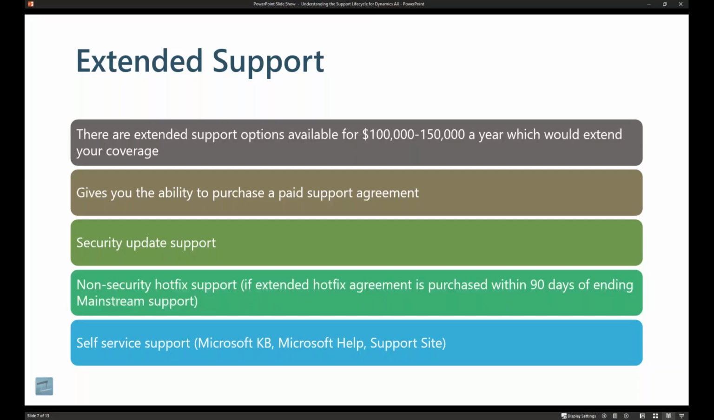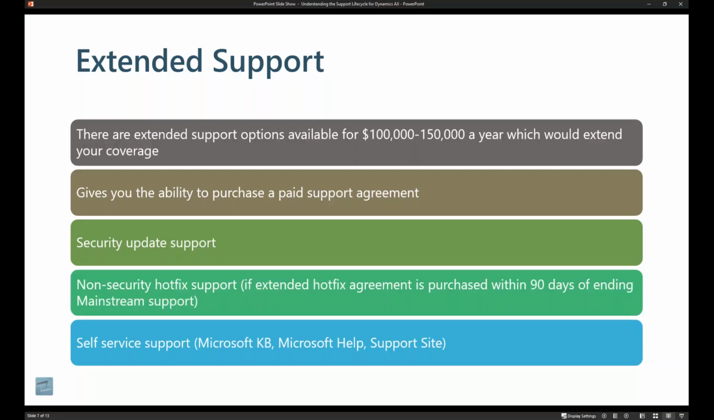And so if you do include those as part of the extended support, obviously it gives you the ability to purchase then a paid support agreement. It gives you that security update capability, and then non-security hotfixes as well. So they're not buffer overflows or things like that, more of product functionality that's not working, that's a bug, you'd also get that as well. But remember, with that non-security hotfix support, if your extended hotfix agreement is not purchased within 90 days of ending the mainstream support, that's generally not an option that you can have on that contract for the extended support. And then lastly, you still gain access then to that self-service support through the Microsoft Docs, KB, Help, and also the support site as well.